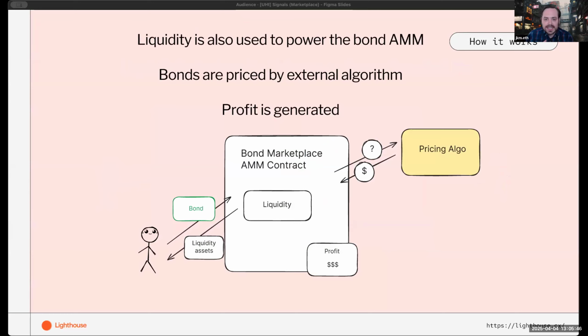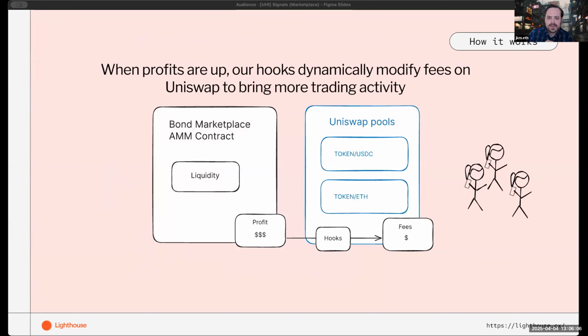Once our contract has liquidity, we can use that liquidity to power our bond AMM. We determine the buy and sell price of bonds that we offer using an external customizable pricing algorithm. Anytime a bond is bought and then sold, we end up with some extra profit that also goes to our LPs. The last piece of the puzzle is that once our LPs are earning more than they otherwise would, we can use our Uniswap V4 hooks to dynamically reduce the fees of the Uniswap pools we're attached to, and lower fees attract more swappers, more trading activity, more liquidity, and the cycle continues.